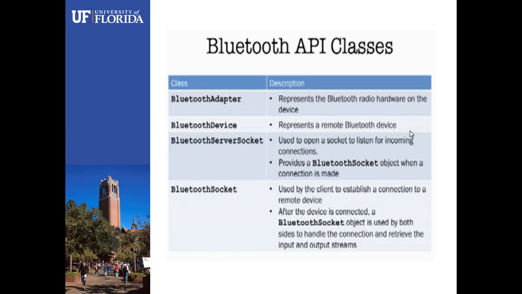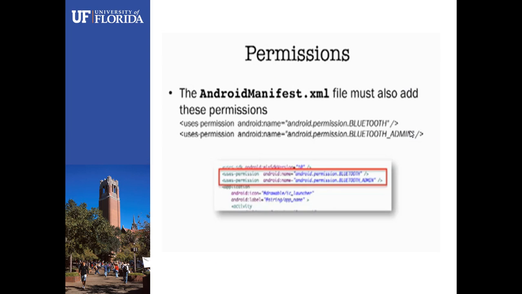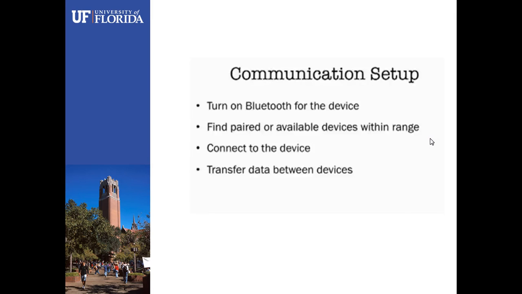Now, Bluetooth socket is used by the client to establish a connection to a remote device. After the device is connected, this object is used by both sides to handle the connection and retrieve the input and the output streams. Now, especially to enable the permissions, there is in XML this object, which this file must also add these permissions, and we modify these permissions just so that the connections are open, or else by default they are closed.